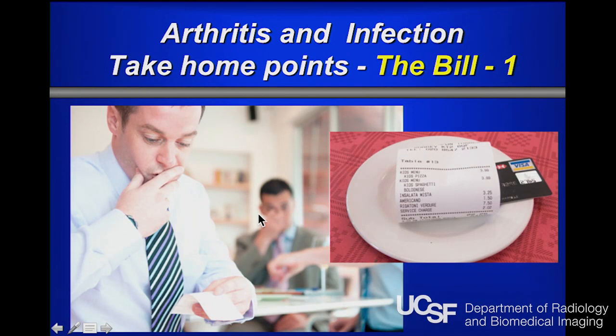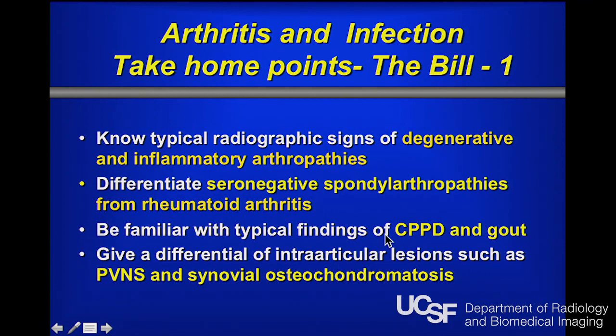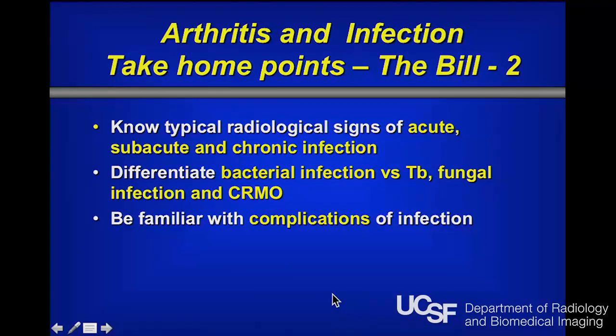All right, we've made it nearly to the end. So you have your bill here, and we have to go over the take-home points. The point I made in the last 25 minutes is that you should be familiar with how degenerative changes and inflammatory arthropathies look. Be familiar with how to differentiate seronegative spondyloarthropathies from rheumatoid arthritis. Be familiar with findings related to gout, CPPD, tenosynovial giant cell tumor, and synovial osteochondromatosis. And be familiar with the types of infections and the special infections we've talked about.